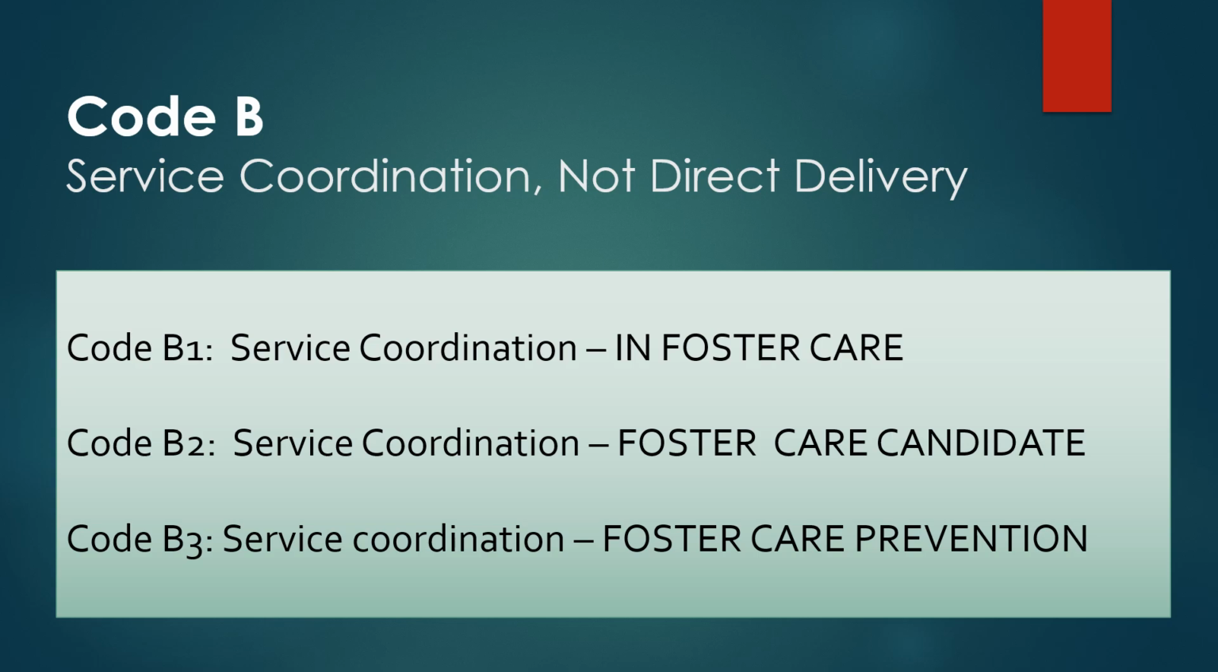Code B is separated into three categories. B1 are for services for children and youth who are already in foster care. B2 are for services to support children and family to stabilize and prevent an out-of-home placement. Code B3 relates to the service coordination to foster care prevention. For all Code B activities, include your time spent on communication, documentation, and travel. The key distinction is that you are coordinating services, not delivering them.